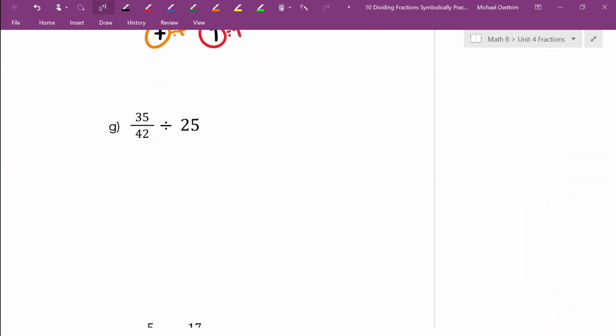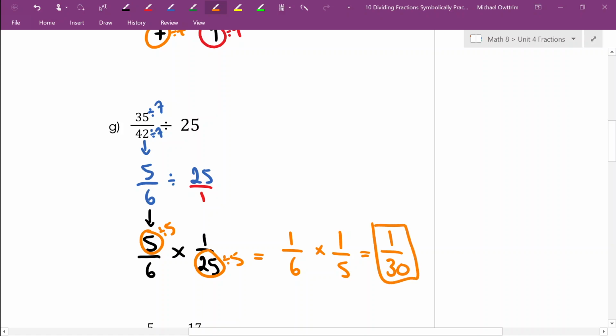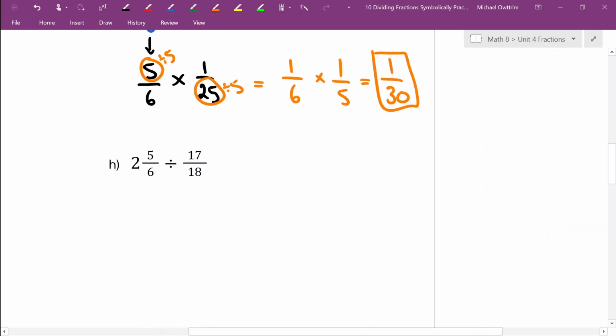In question G, I'm going to start by simplifying. So my 35 and my 42 can both divide by 7, both multiples of 7. That'll give me 5 over 6 divided by 25, and I'll also take a moment to rewrite that 25 as 25 over 1. Now that I've simplified, I'm going to use my multiply by the reciprocal trick. So I'll keep my first fraction, I'll change divide to multiply, and I'll flip my second fraction. And here I'm going to simplify my 5 and 25. And that will give me 1 over 6 times 1 over 5. And that will give me 1 over 30 once I multiply top by top and bottom by bottom.